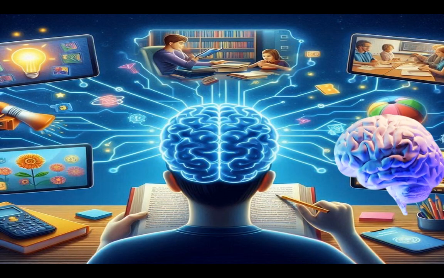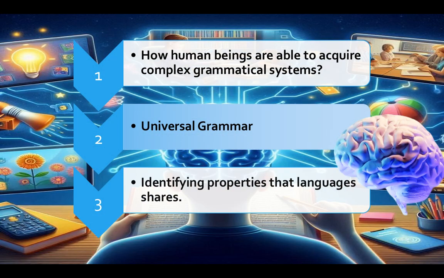So today we are going to learn how human beings are able to acquire complex grammatical systems. We are not just going to talk about the surface grammar or the simple one. We are also going to understand what universal grammar means, and identify the properties that all languages share.